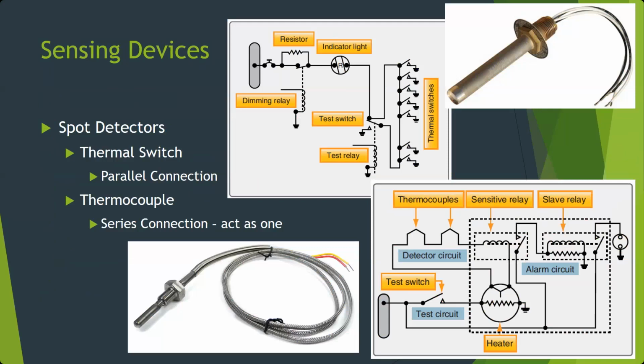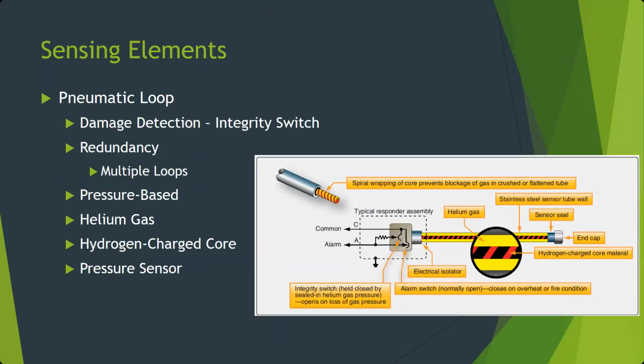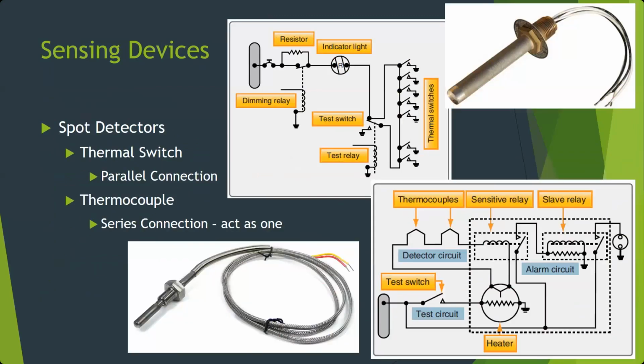In both these cases, they're often hooked up in parallel, or rather the thermal switches are hooked up in parallel like this, where if any one of these switches activates, it's going to send a signal. Thermocouples are in series, and when you have thermocouples in series, they essentially act as one giant thermocouple. But any one of them is going to change the amount of voltage difference from one end to the other for the series. So those are our heat sensing elements. Again, the continuous loop, the pneumatic loop, and then the two types of spot detectors.